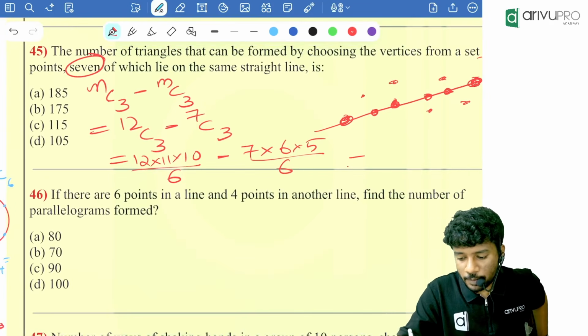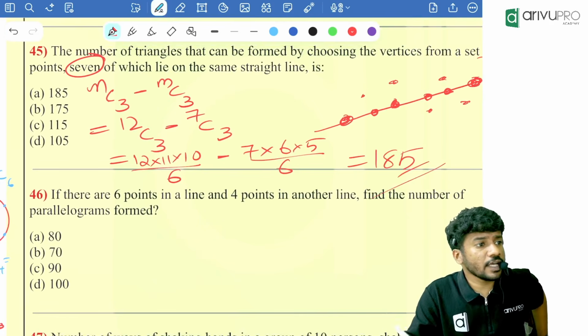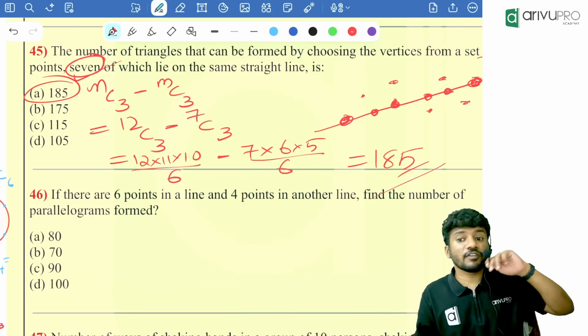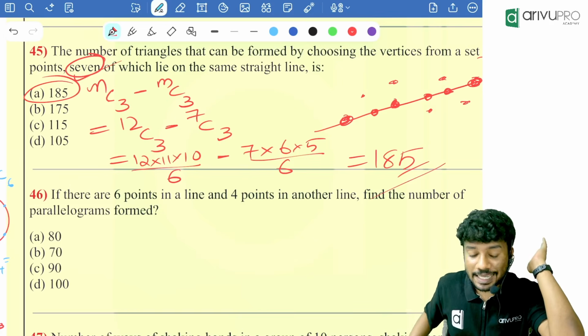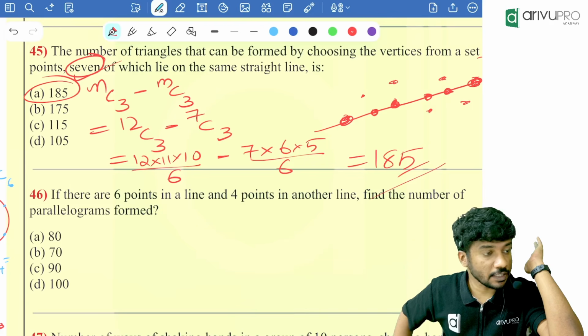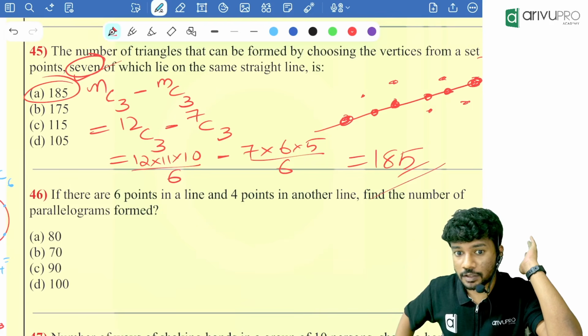Take your calculator and get me the answer. Don't do mental math. I'm telling you, always use a calculator. How much is the answer, people? 185 such triangles can be formed.